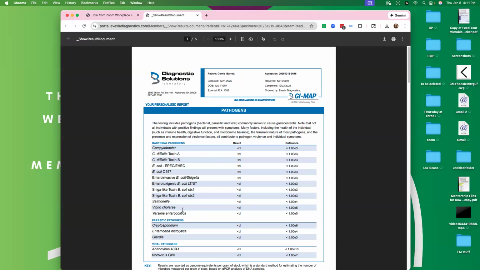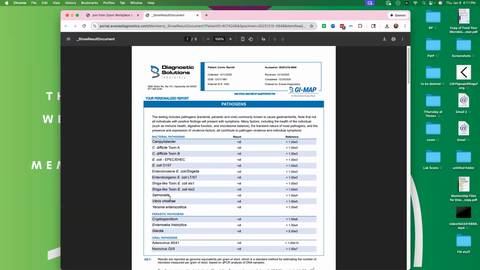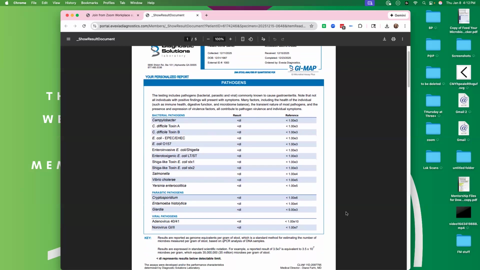GI map gives very specific categories. It focuses first on pathogens. This DL means below detectable, less than detectable levels. So this is actually good. They don't see any pathogens on your report.